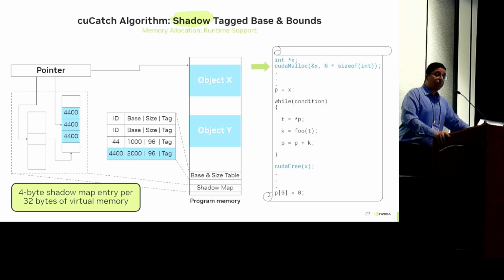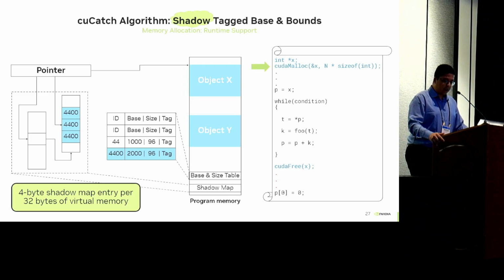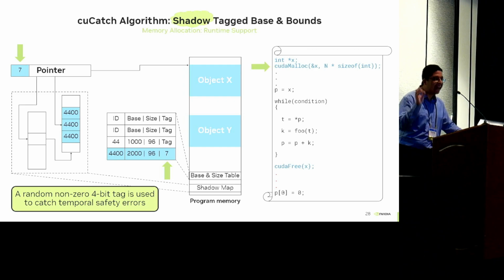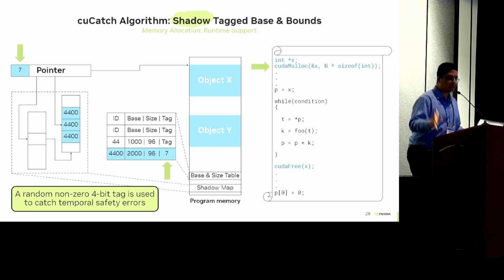In our current prototype, a 4-byte shadow map entry covers 32 bytes of virtual memory. So if the object size is, let's say, 96 bytes, it will have 3 entries in our shadow map, which we set at allocation time to the ID number, which is 4400 in our case. As a result, we are no longer limited by the number of unused upper pointer bits. In fact, we repurpose 4 of these bits to store a random non-zero tag that will help us catch temporal memory safety errors, as I'm going to show you in a second.